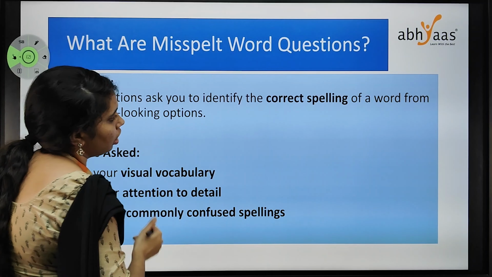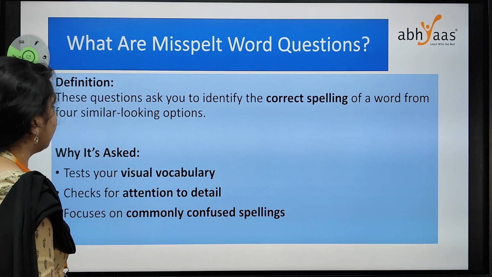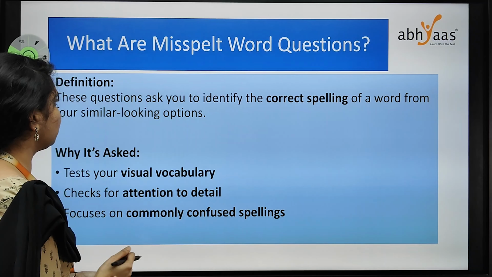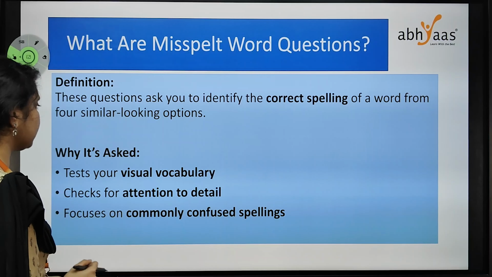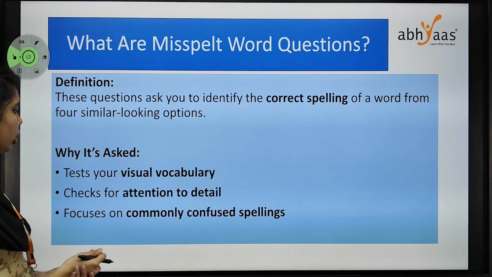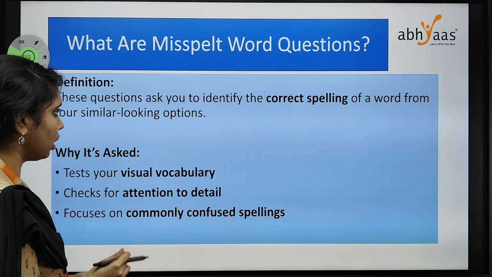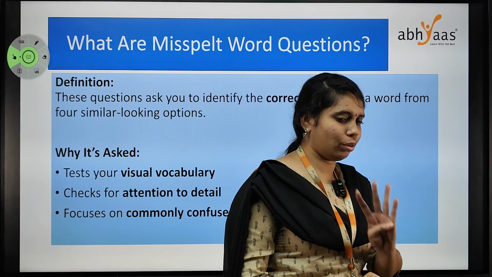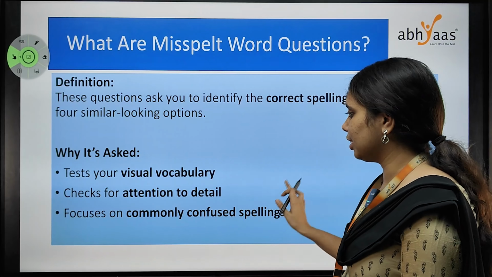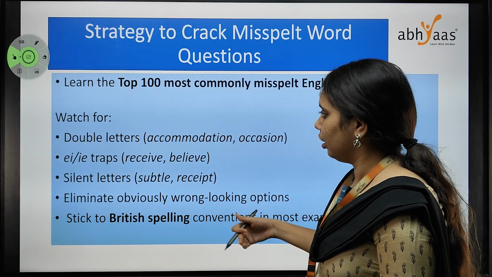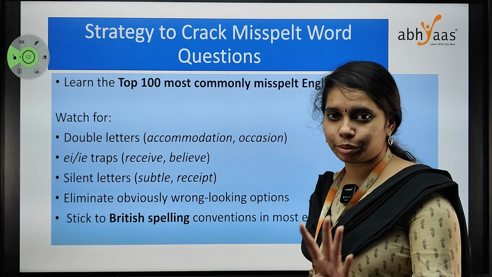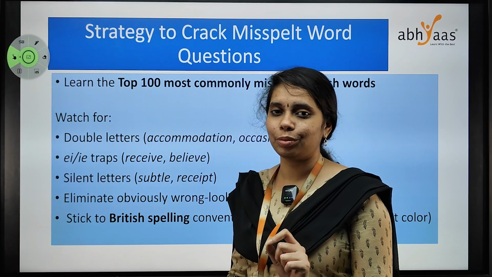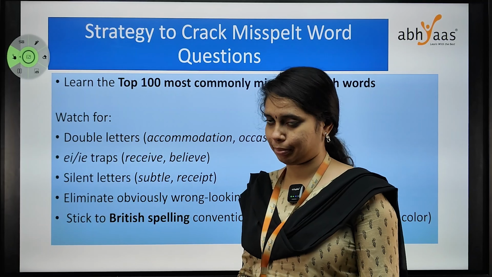Okay, let's go to another model in vocabulary. What are misspelt word questions? So sometimes, maybe if you have seen in your previous papers, you will have these very simple yet confusing questions. Nothing but 4 options would be given. Okay, see, the trap: 4 options would be given of the same word, with different spellings. You just have to identify which one is the right spelling there.